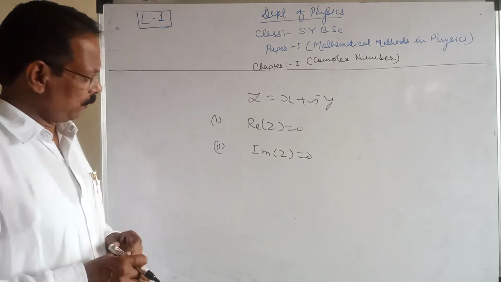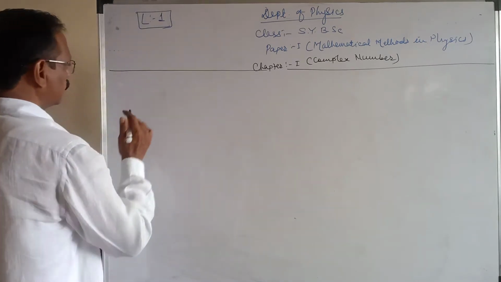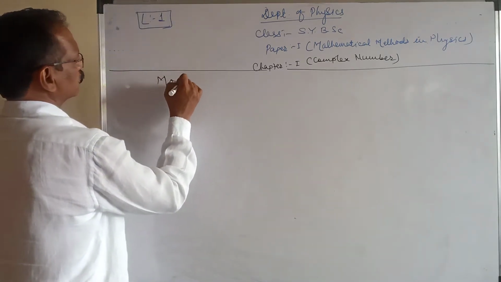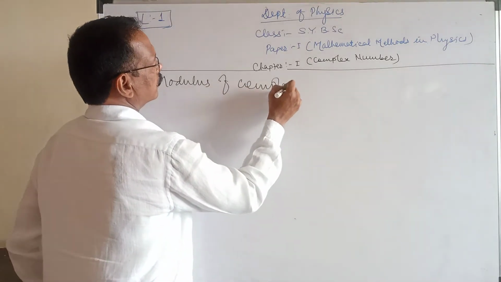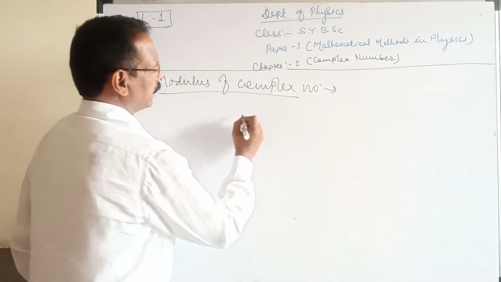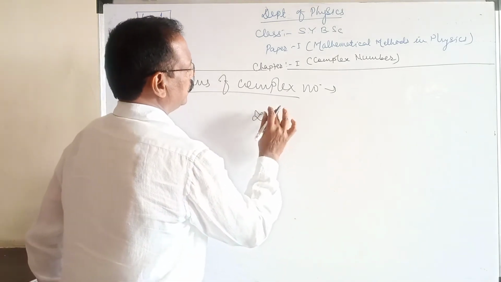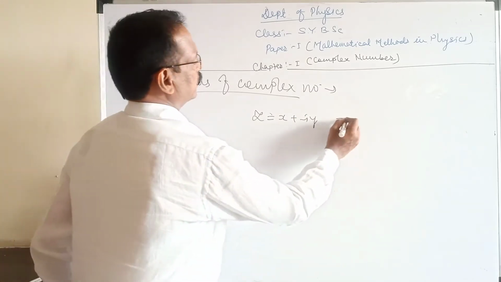Now next, we have to see what the modulus is. Modulus of the complex number. Now we know that z is equal to x plus iy. So it is the complex number. It is equation number 1.